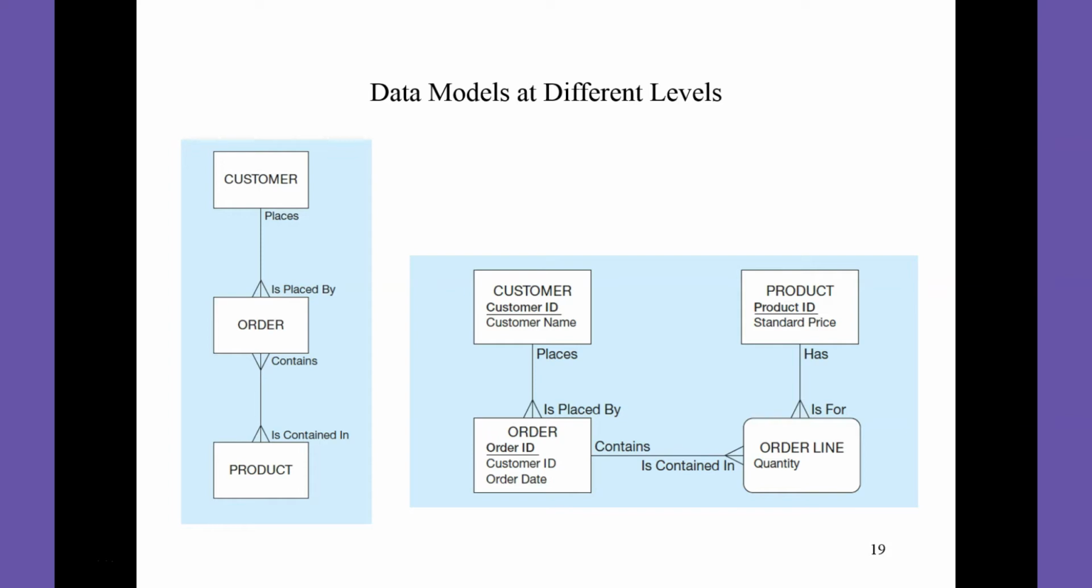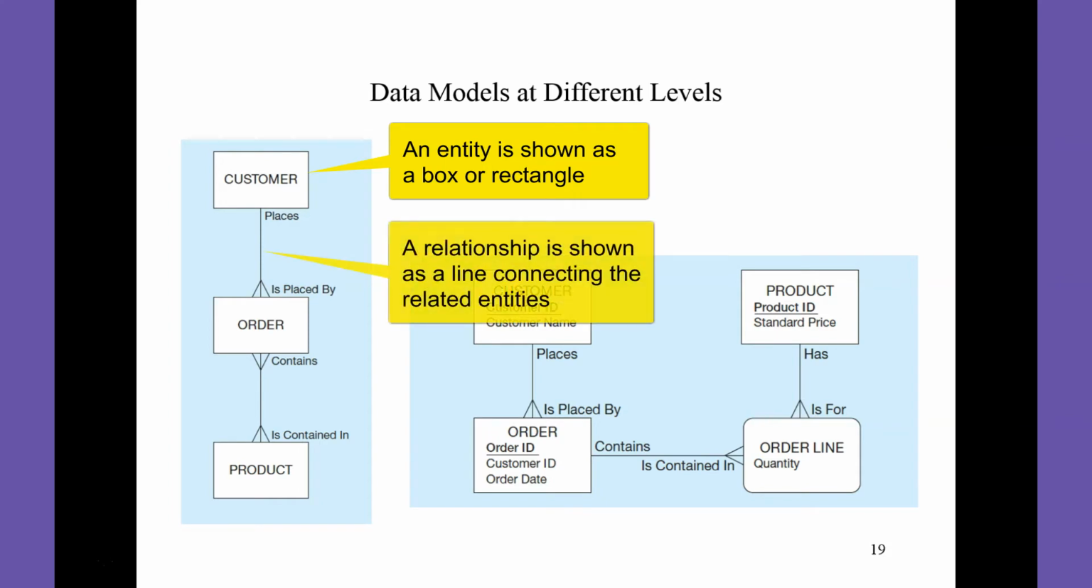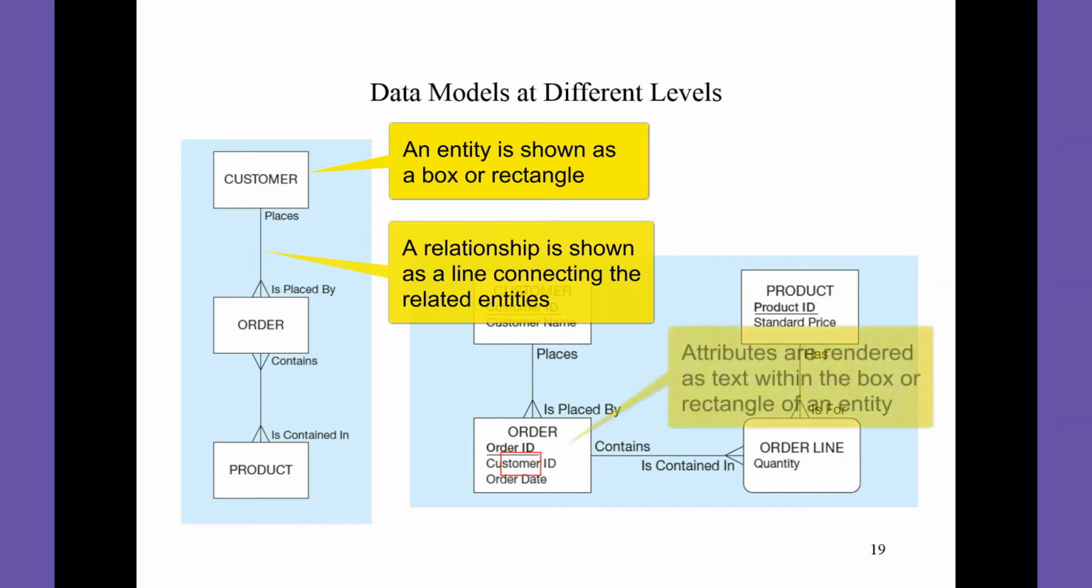A word on the notation here. In these entity relationship diagrams, the entities are depicted by these boxes or rectangles, and the relationships that connect them, showing an association, are depicted as lines. The attributes, which describe further important characteristics of an entity, are represented by the verbiage within the boxes or rectangles.